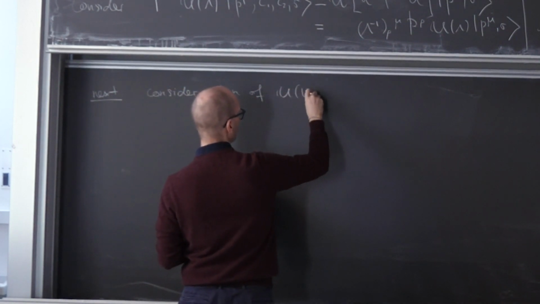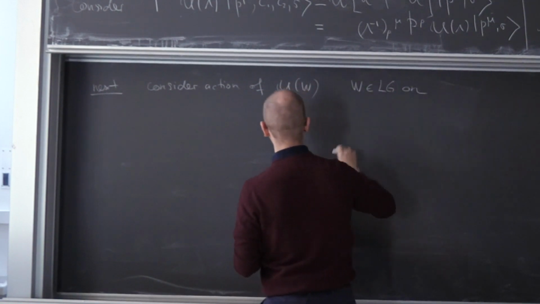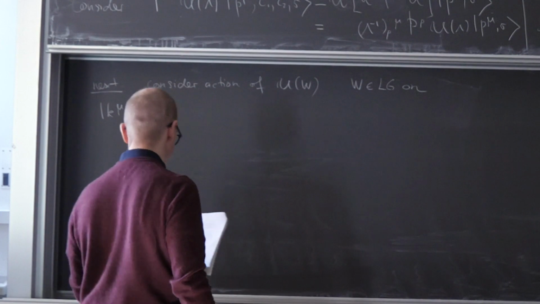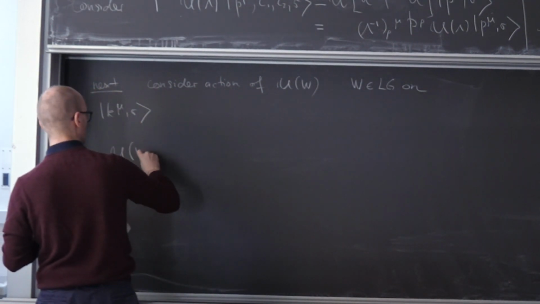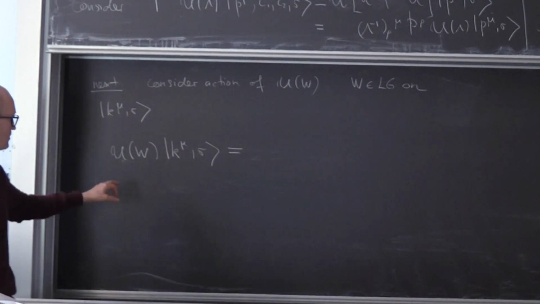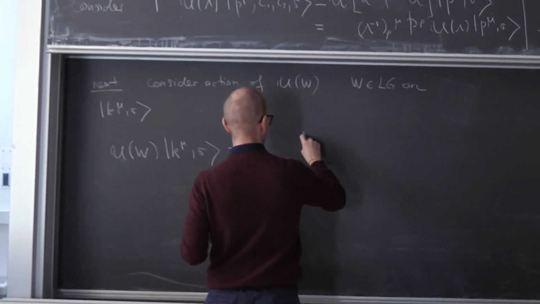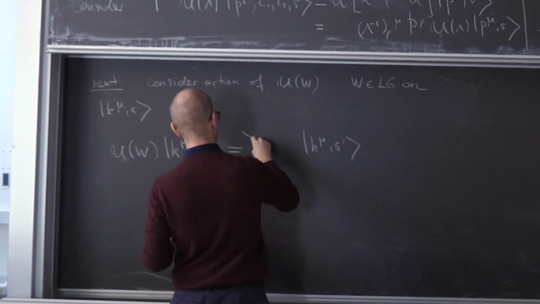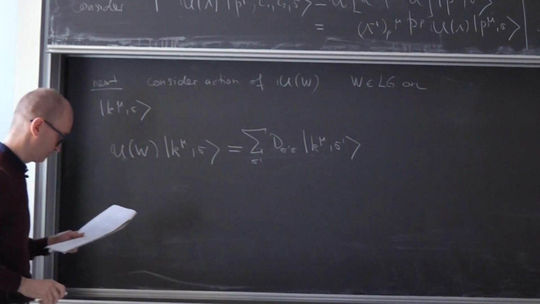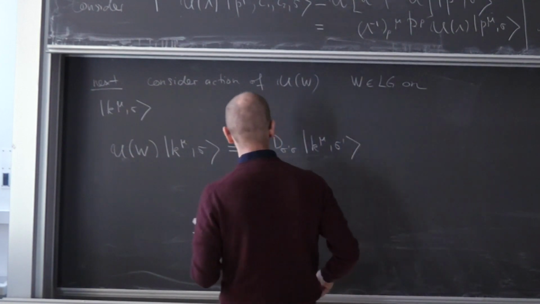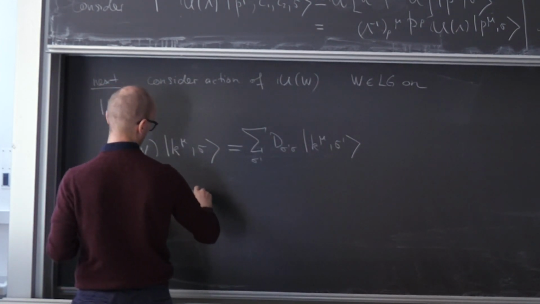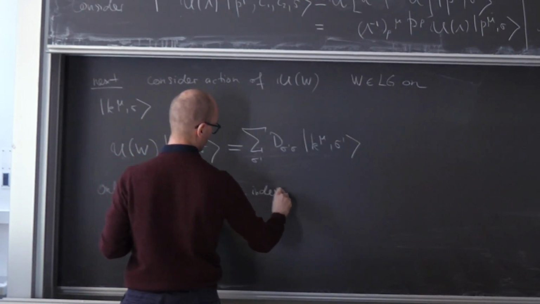the action of some U of W, where W of course is a little group element, on something like k mu sigma. Again, I'm not writing the Casimirs. Clearly we have the equation U of W as it acts on k mu and sigma. Now, by the same logic, we don't need to do any analysis because W leaves k invariant. So all that can happen is that we shuffle the little group index, the spin index, sigma prime, and I think we call those matrices historically D sigma prime sigma. Logically, it can only shuffle the spin index.